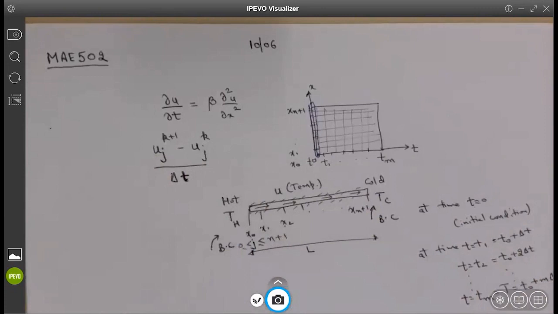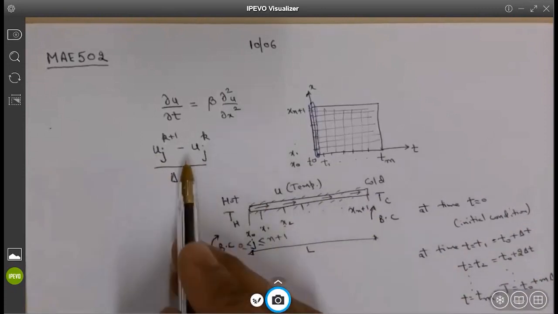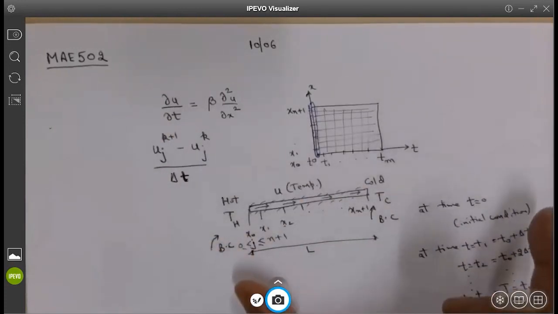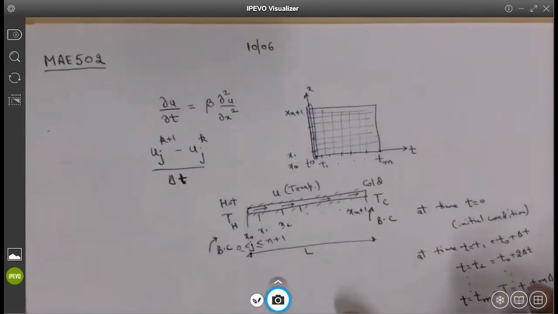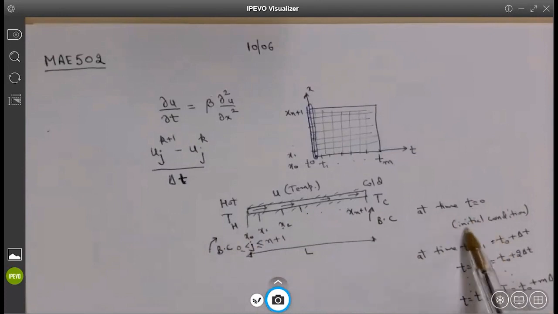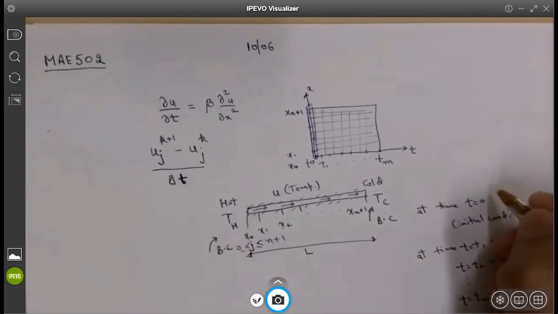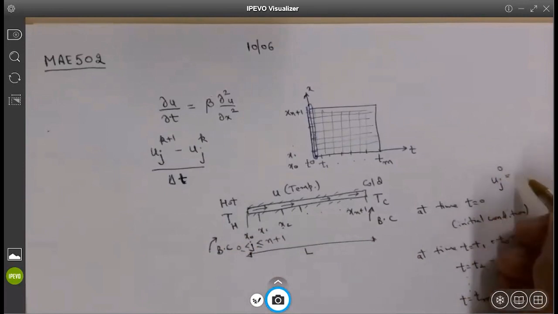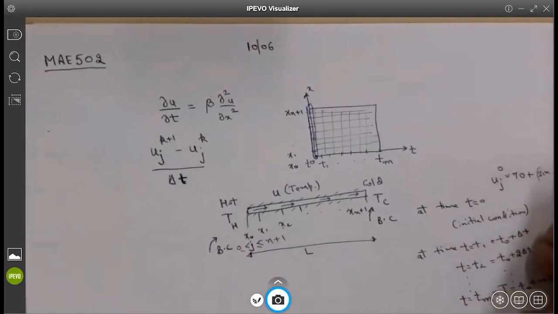Yeah. So this much explains the part of the problem that we need to solve. What we need to solve is the temperature distribution for time t equals t1, because at time t equals 0, the initial conditions are already given to you, which is the distribution that was provided. So u of j at time 0 is given as 70 plus sine 2 pi x of j, in degrees centigrade.